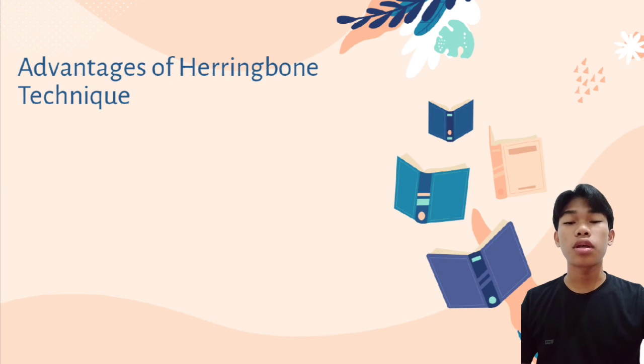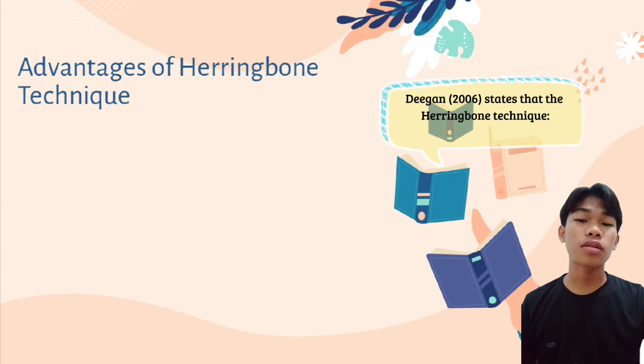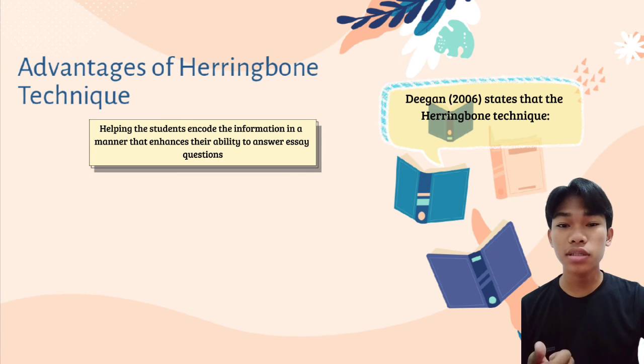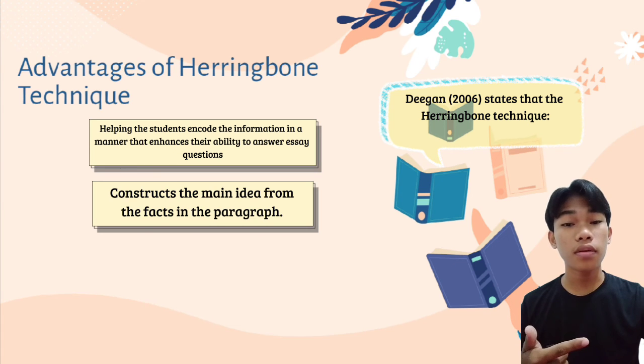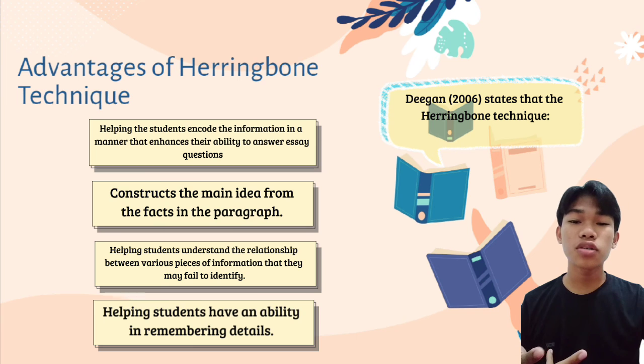The fourth one is according to Deegan in 2006. He states several advantages of using Herringbone technique in teaching reading, namely, 1. Helping the students encode information in a manner that enhances their ability to answer essay questions. 2. Constructs the main idea from the facts in the paragraph. 3. Helping students understand the relationship between various pieces of information that they may fail to identify. And the last one is helping the students have an ability in remembering details.